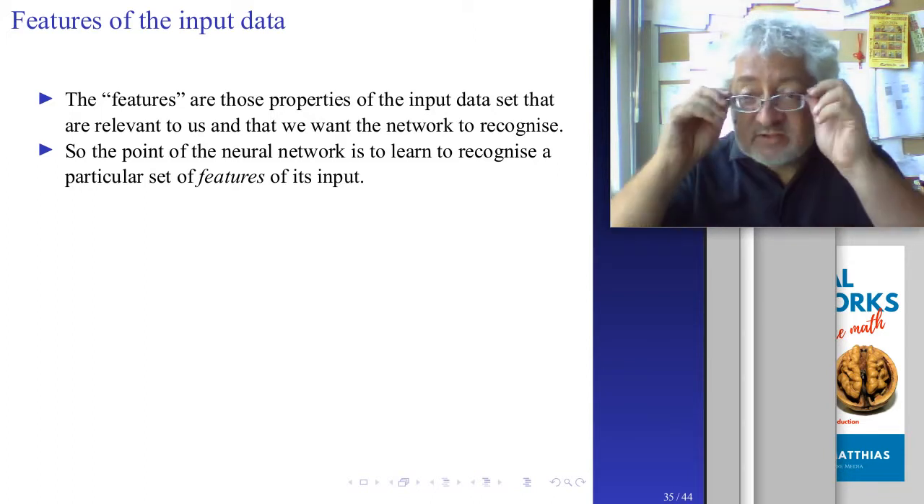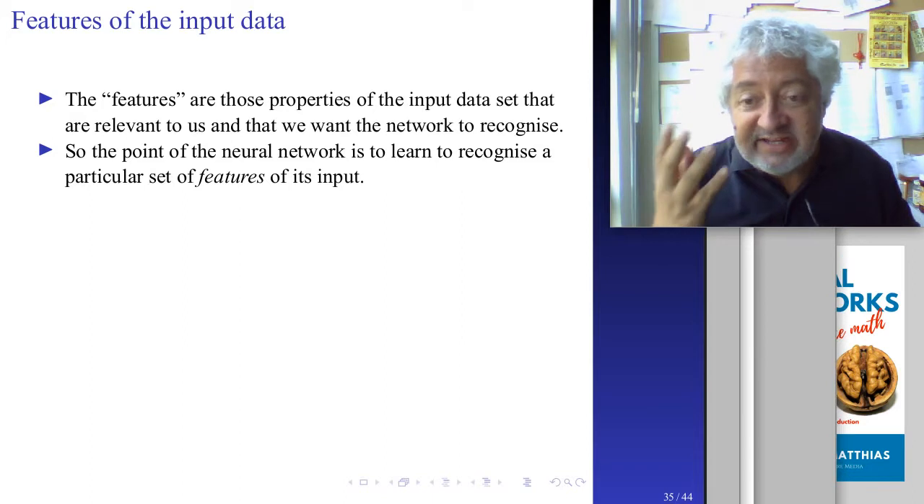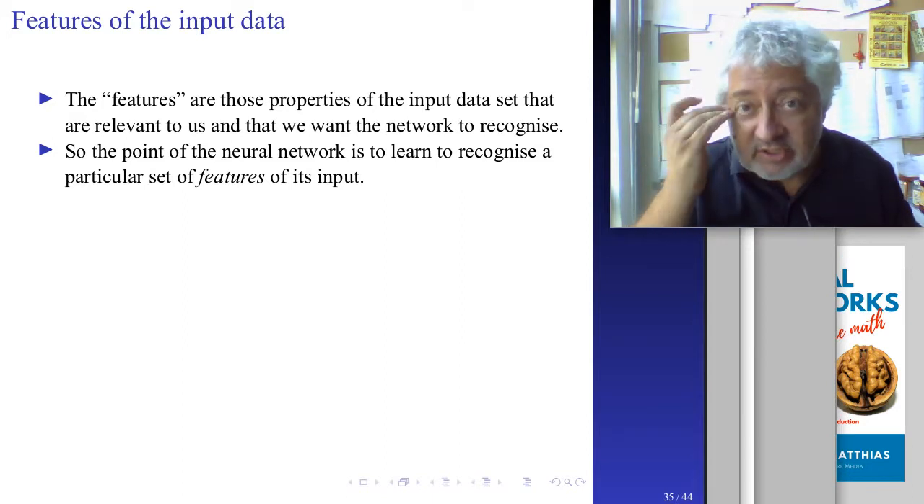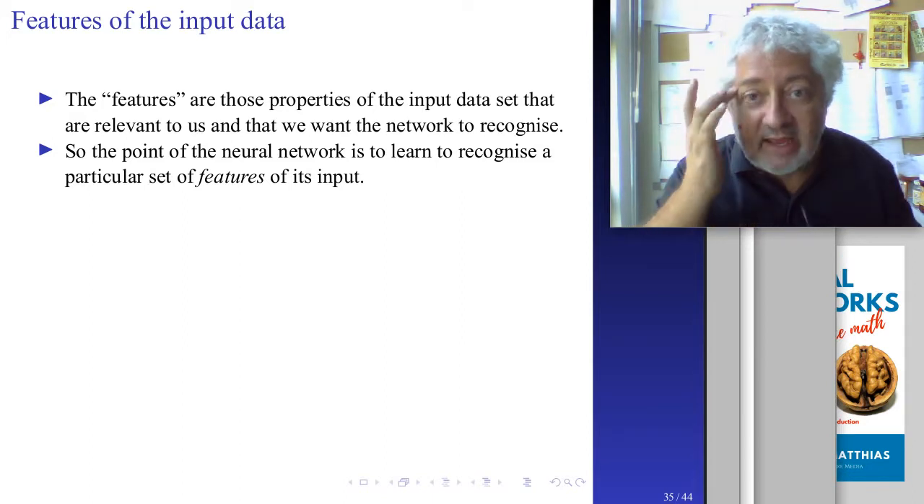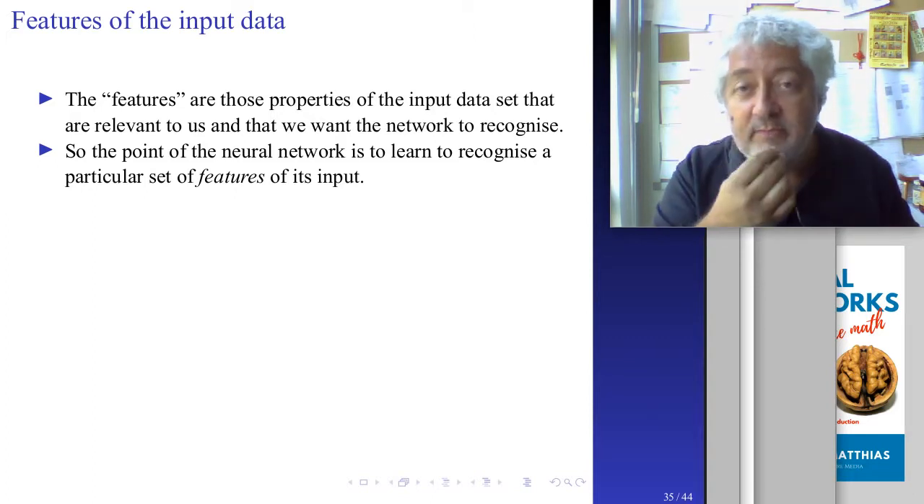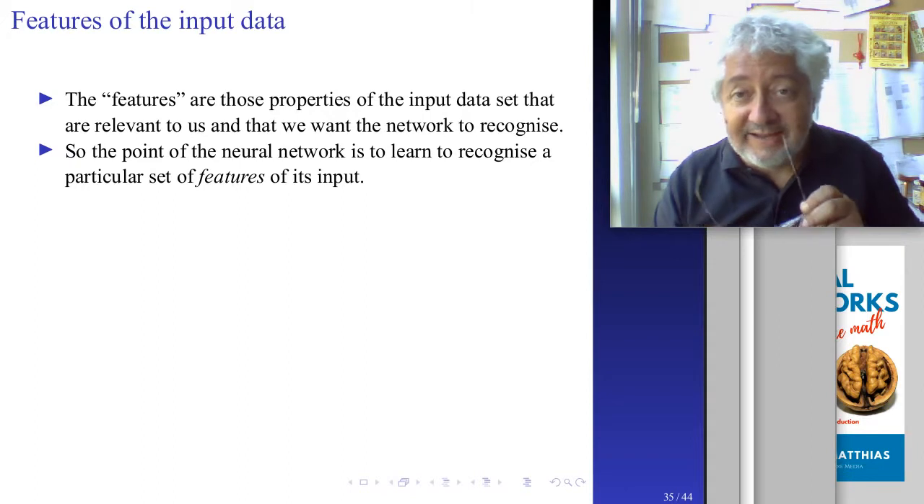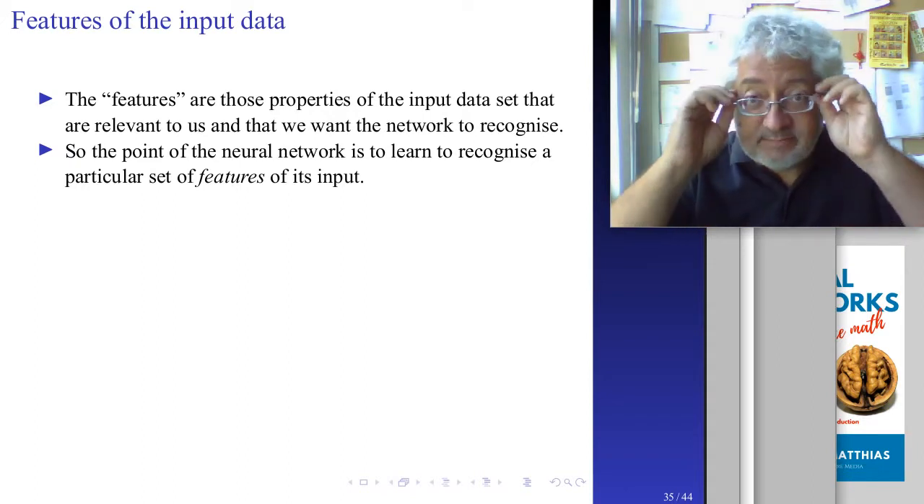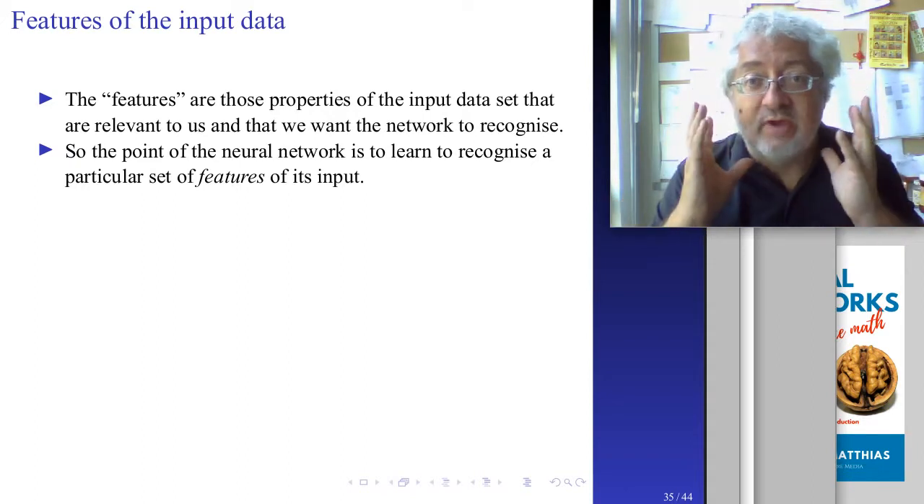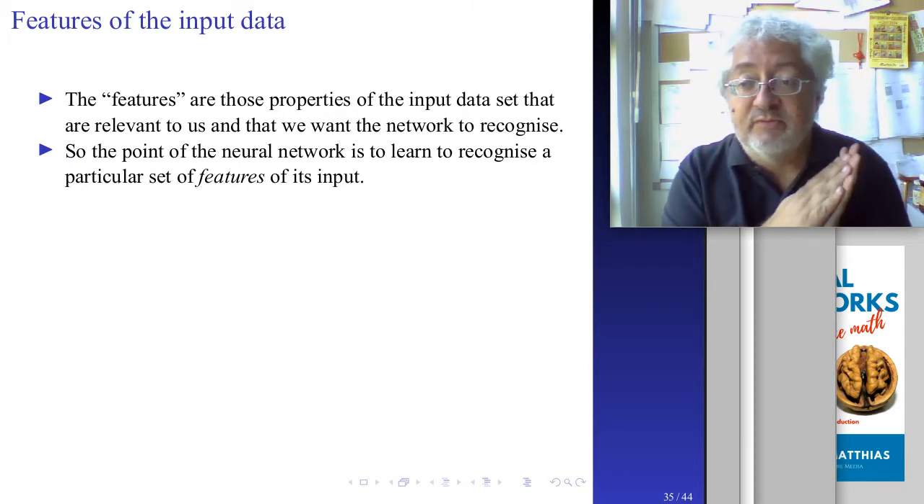The features of the input data are what you really want to be part of the recognition: my eyebrows, my eyes, the shape of my nose, the shape of my mouth, the width and height of my head, and so on. These are the things that are used to actually recognize me and distinguish me from other humans.